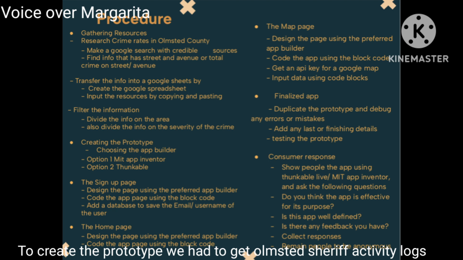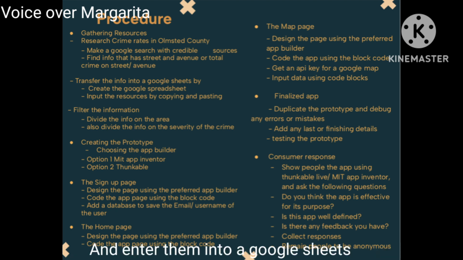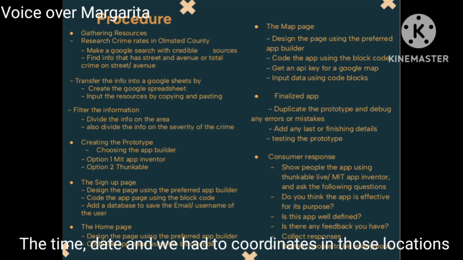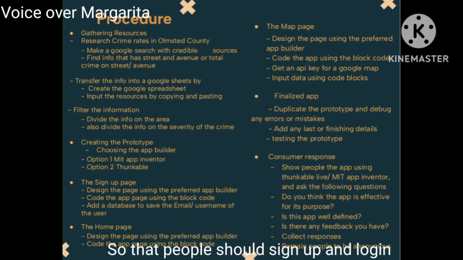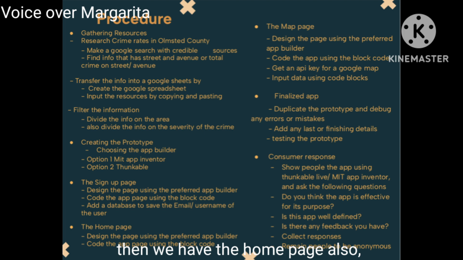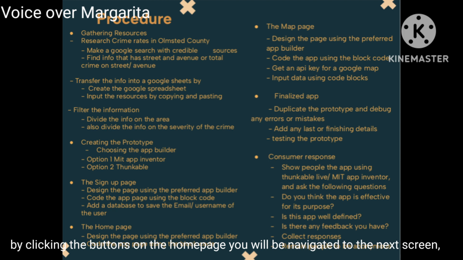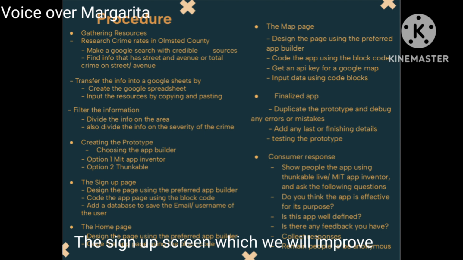To build our prototype, we had to get Olmsted County Sheriff's Office activity logs and enter them in a Google Sheet, which included time and date, and then we had to coordinate those locations. We also designed the sign-up/login page so people can either sign up or log in. And then we have the home page also. By clicking a button on the home page, it will navigate you to a certain screen, which we're planning to improve on in the future.